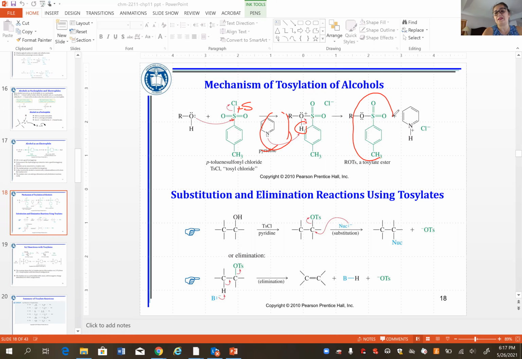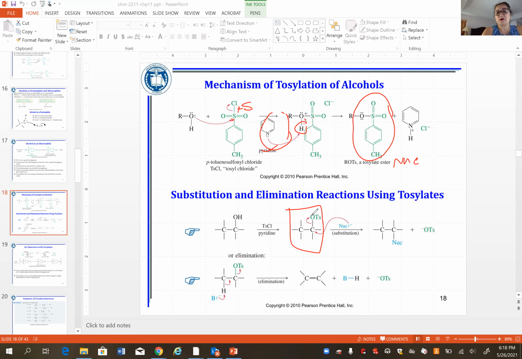Then you have a stable compound, which is a tosylated alcohol, where you now have the alcohol with a tosylate group instead of the OH group. So this can be replaced by any good nucleophile in an SN2 reaction, or it can leave, and then you can do an elimination reaction. So in an SN2 type reaction, basically that's what you have, OTs instead of OH as the leaving group. When the nucleophile comes in, the leaving group is going to leave.